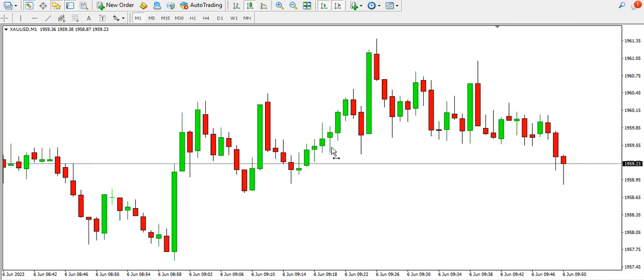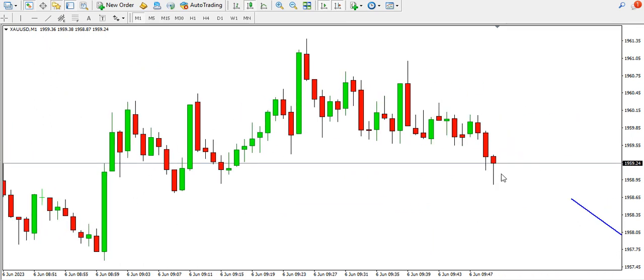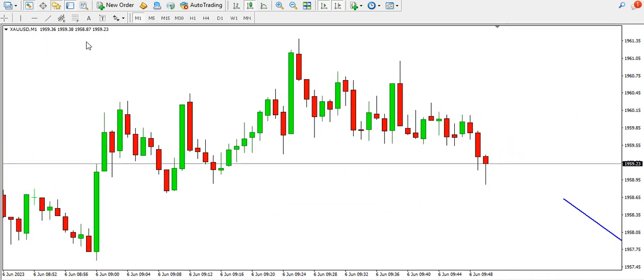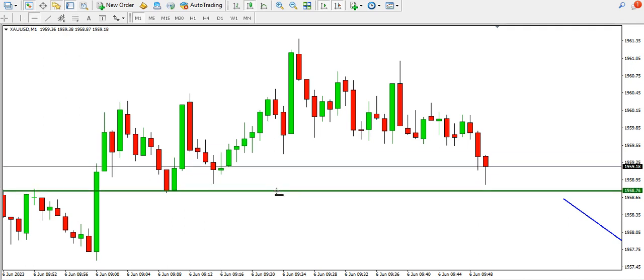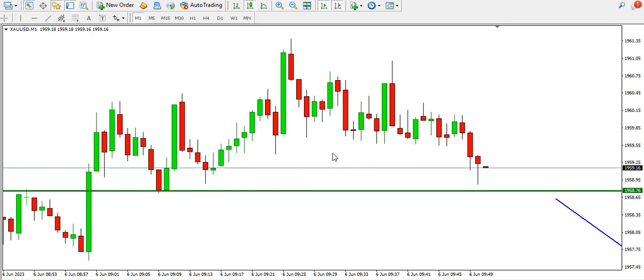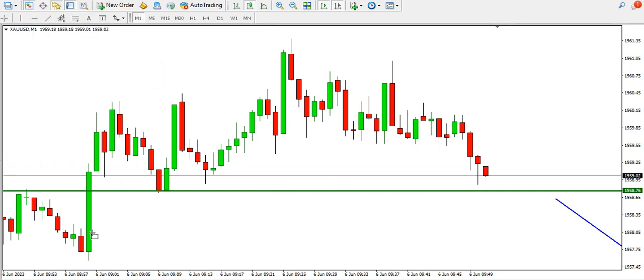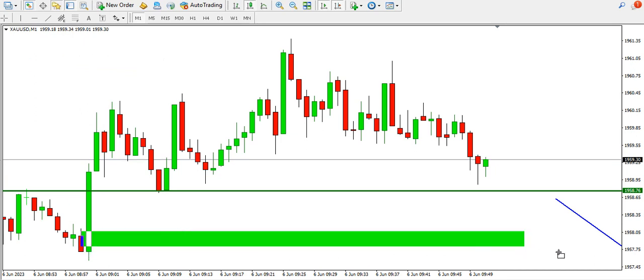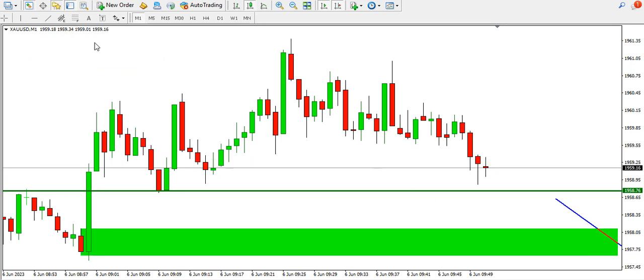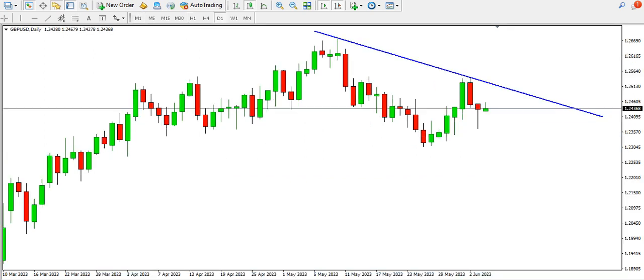On the 1 minute time frame, we can see something like a dome, a cap shape. So a failure of this particular level, the 1958.7 level, price might drop to this particular order block on the 1 minute time frame, which is the 1957 level. So look for selling opportunities on gold for now.